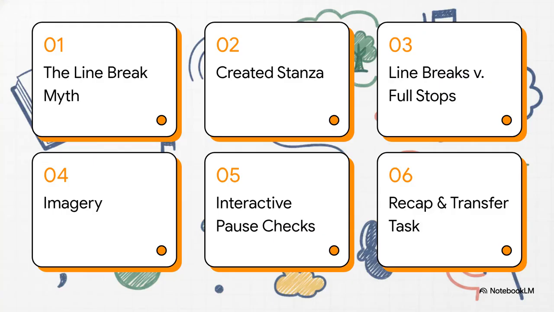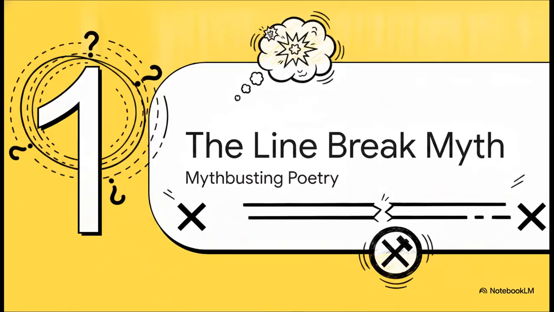Here is our roadmap for today's explainer. Section 1 is the line break myth. Section 2 is modeling the created stanza. Then in Section 3, we'll look at line breaks versus full stops. Section 4 is imagery versus vague adjectives. Section 5, interactive pause checks. And finally, Section 6, recap and transfer task. You guys are going to be acting like poetry detectives to crack the code of oral reading. Let's do it. Section 1.